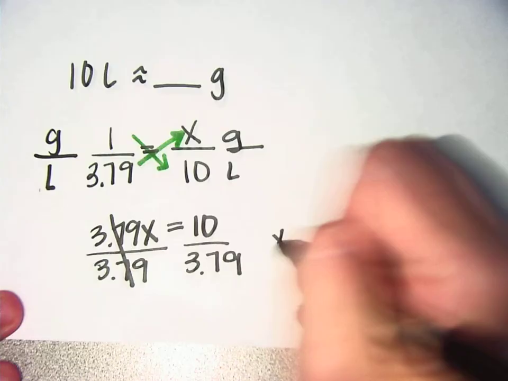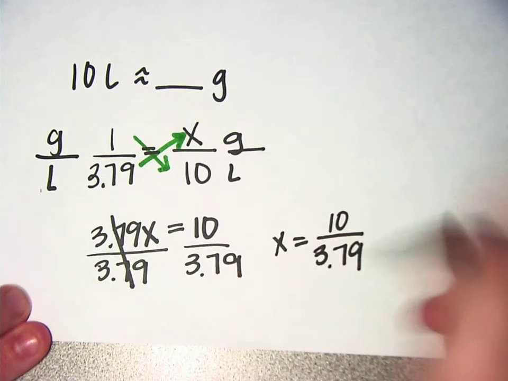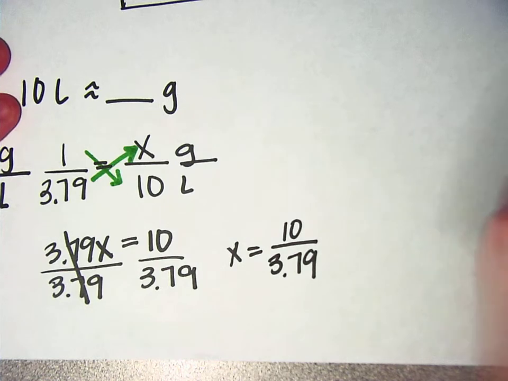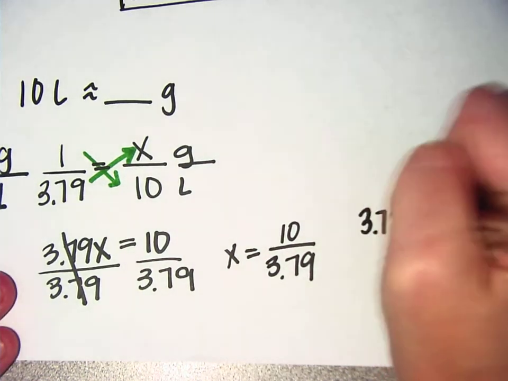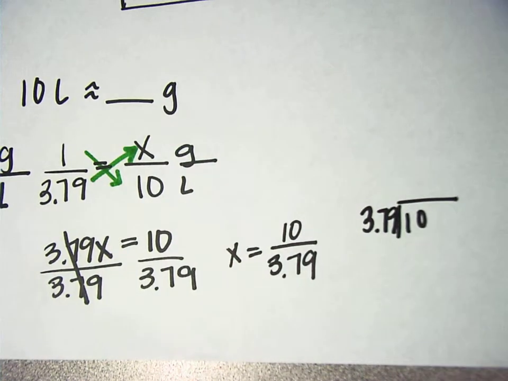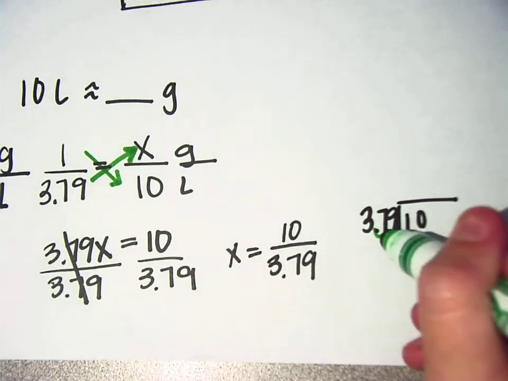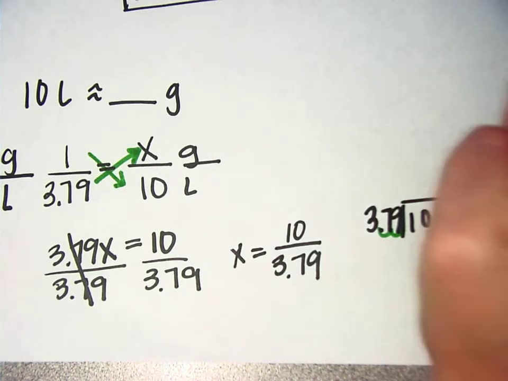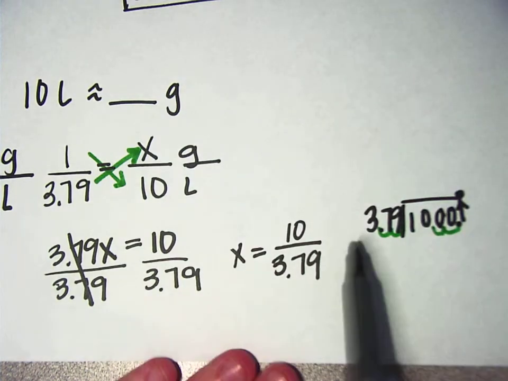Now whenever we rewrite it, we have x equals 10 over 3.79. Okay, now this looks familiar. We've done this before. In order to solve this, we're just going to top in, bottom out. Okay. You'll know that whenever we've got a decimal, we've got to move it over. Since we moved this one over twice, we've got to move this one over twice. Don't forget to add your zeros and bring up your decimal. Okay. So we've got to do some multiplication here.